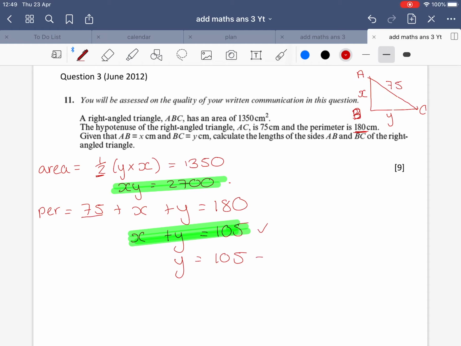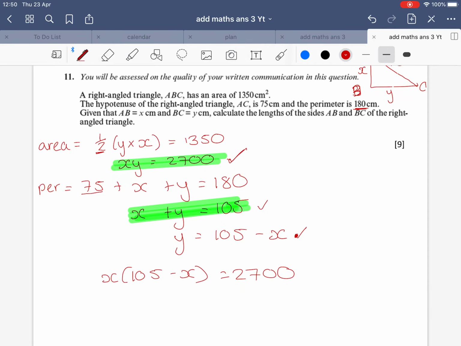So in this case, I've got y equals 105, take away x. So I've just taken my x over to the side, I've taken away x from both sides. So I'm going to input this now, substitute it into this top one. So instead of xy, I've got x times 105, take away x, equals 2,700. If I expand, I've got x times 105, 105x, x times minus x, that's minus x squared, and that still equals 2,700. Again, it's almost like a quadratic.